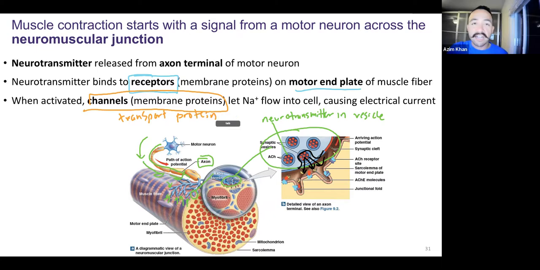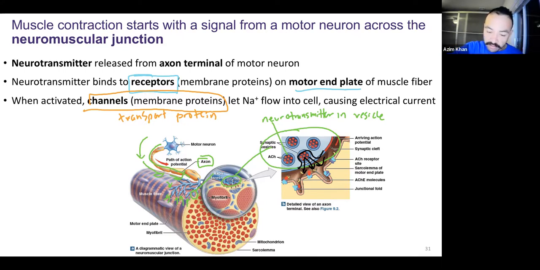It's kind of like a locked door that you've now opened up. The neurotransmitter is the key. The receptor is the lock. The key fits in the lock. It activates, and now you've opened something. We're opening a channel.